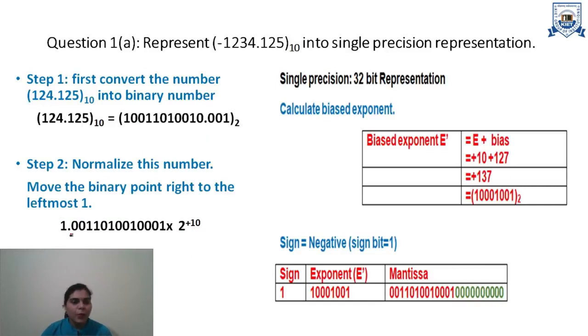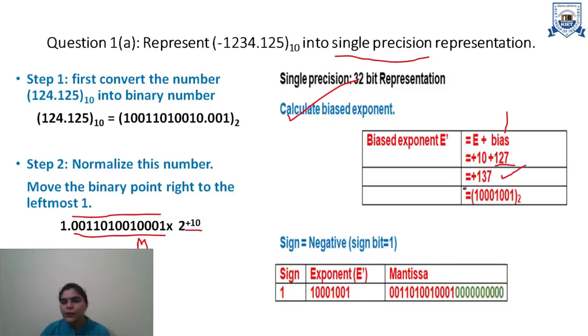Now we have 1 point m. This part will be the mantissa part. So 1.m times base to the power e. We have the mantissa part and the exponent part, plus 10. Now the next step is to calculate the biased exponent. The biased exponent will be equal to e plus bias. For single precision, the bias is 127. We have true exponent plus 10, bias 127, so we will have plus 137.